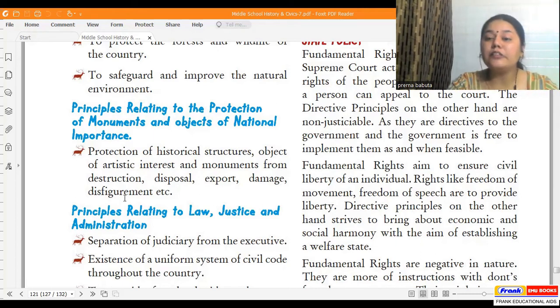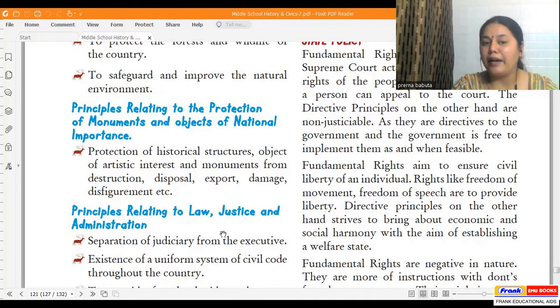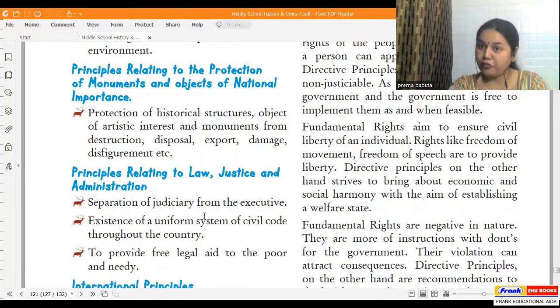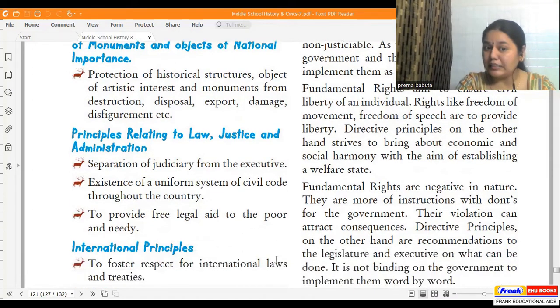Then principles relating to law, justice, and administration. So separation of judiciary from the executive. Existence of a uniform civil code throughout the country. Equality before law. To provide free legal aid to the poor and needy.